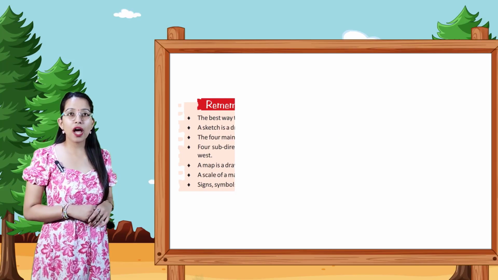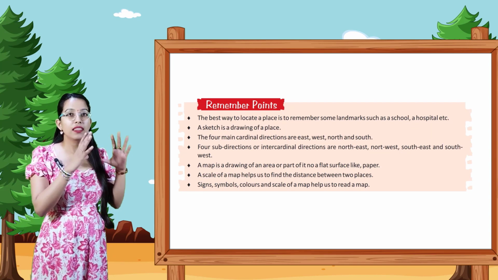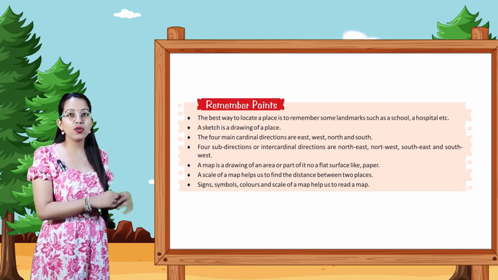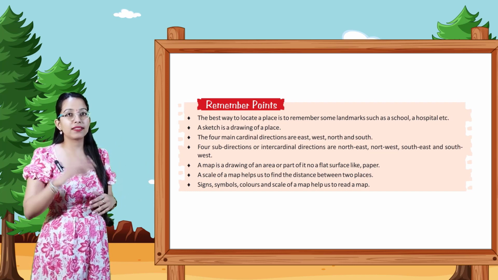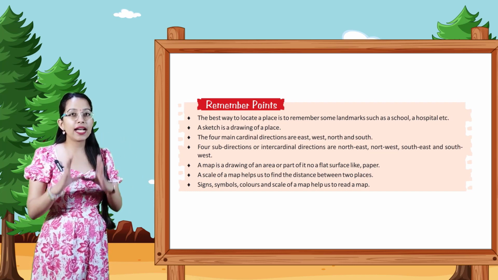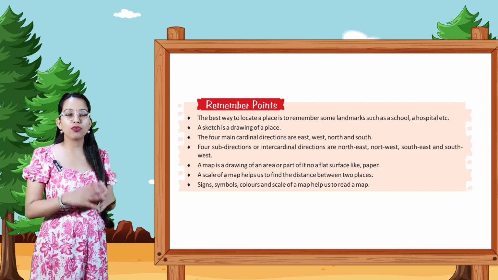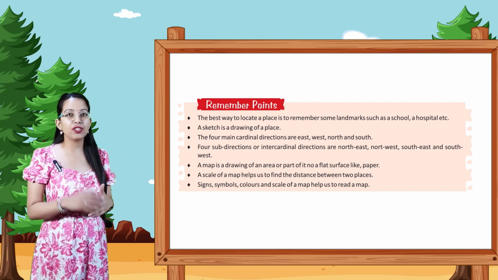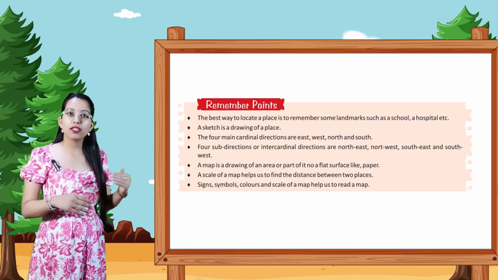Okay, students. Now we are going to conclude our chapter with the remember points. The best way to locate a place is to remember some landmark such as a school, a hospital, etc. A sketch is a drawing of a place. The four main cardinal directions are east, west, north, south. Four sub-directions or inter-cardinal directions are northeast, northwest, southeast, southwest.